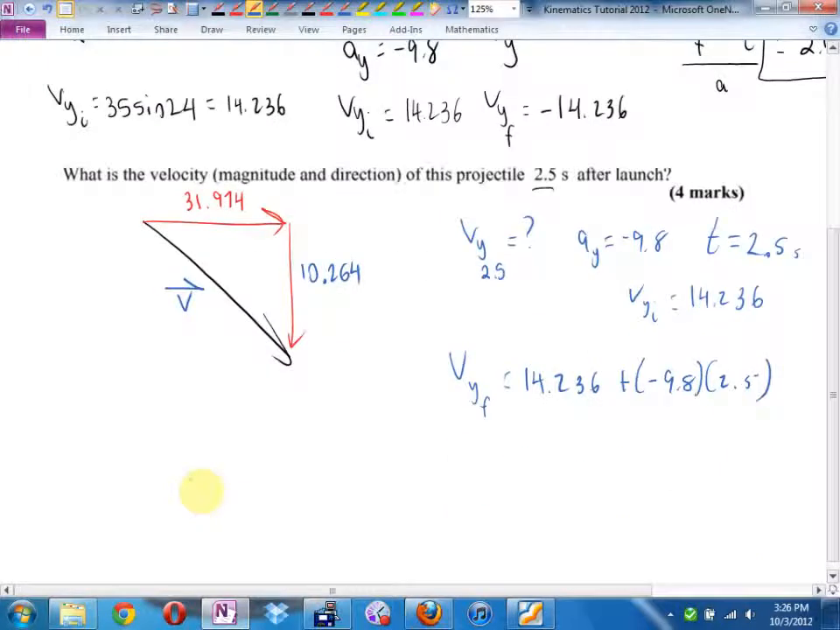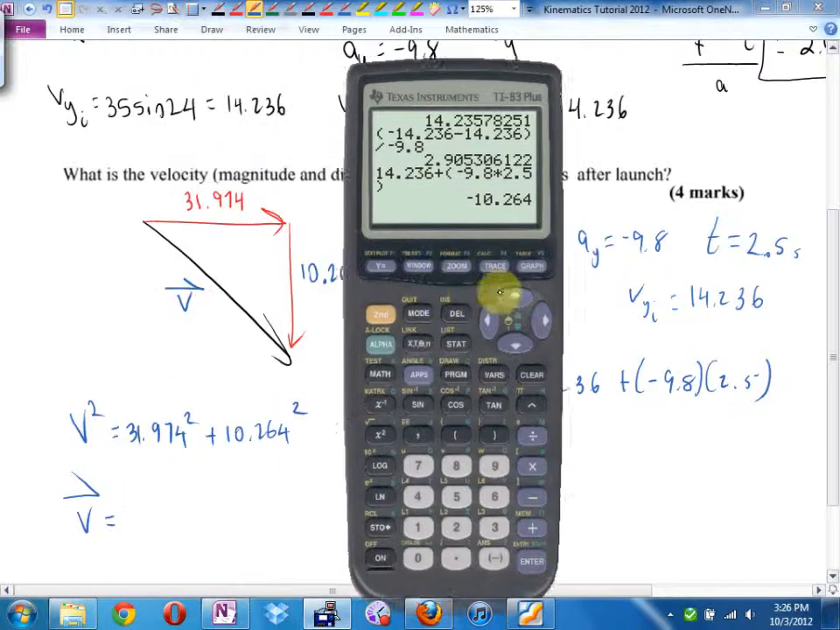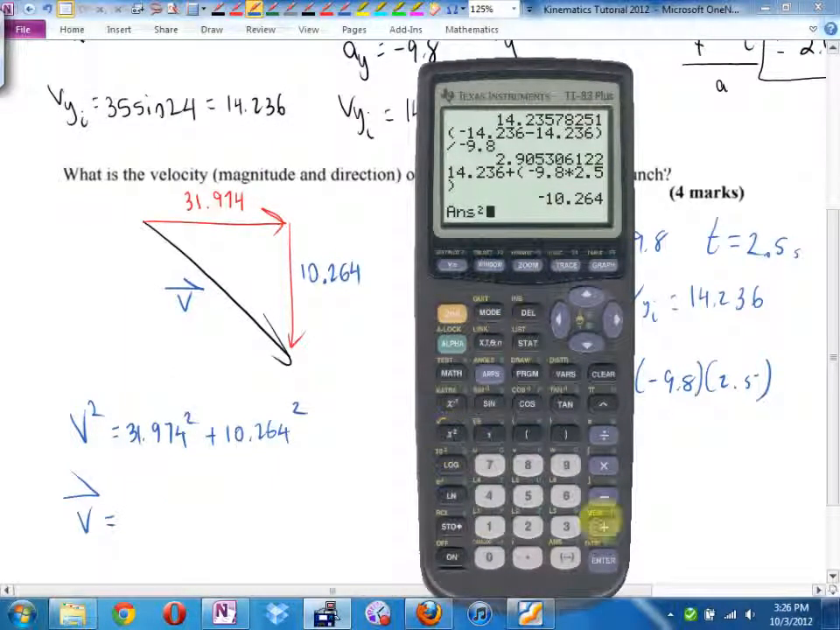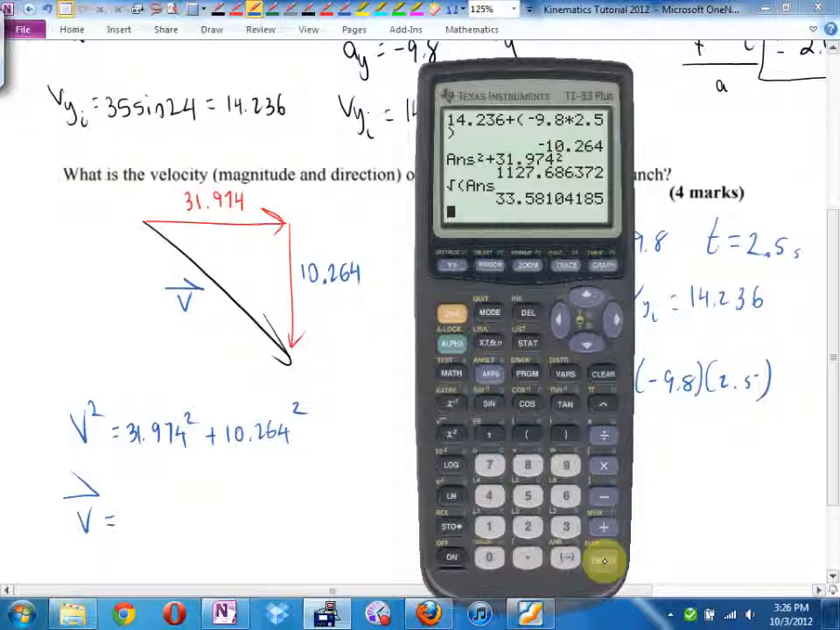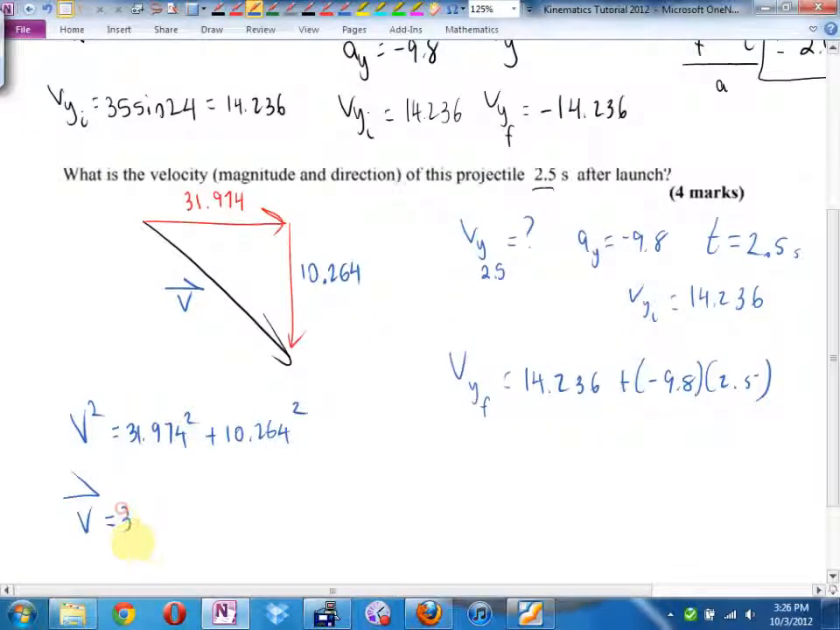We're going to use Pythagoras. Darn right. V squared equals 31.974 squared plus 10.264 squared. The magnitude of the velocity is going to be that number squared plus 31.974 squared, square root, 33.6 meters per second.